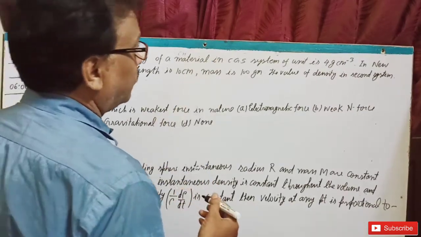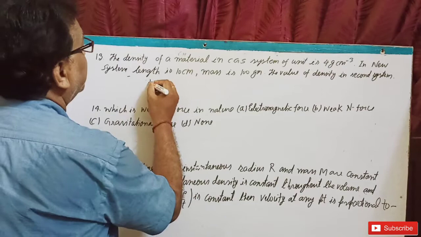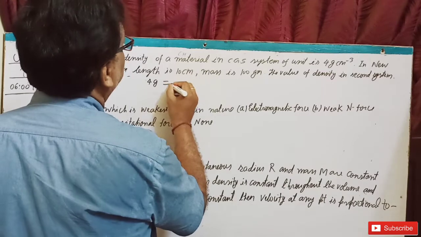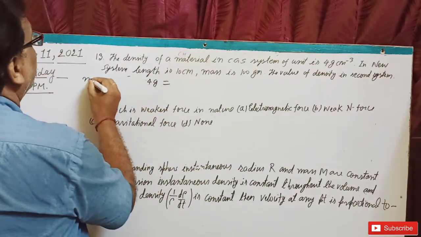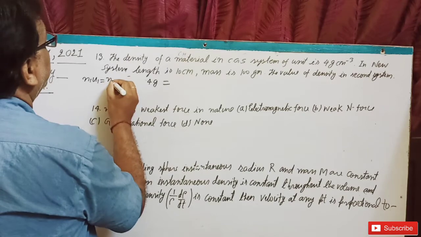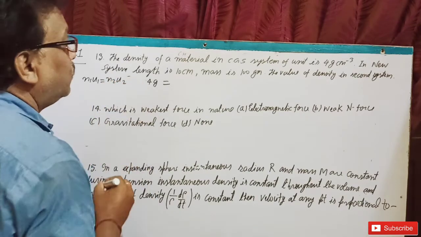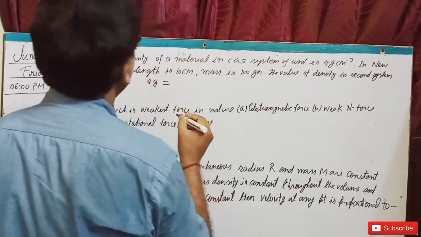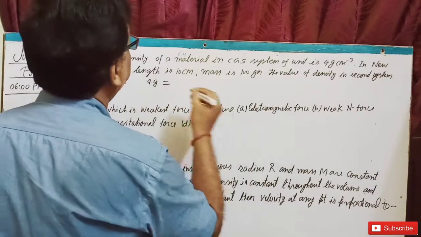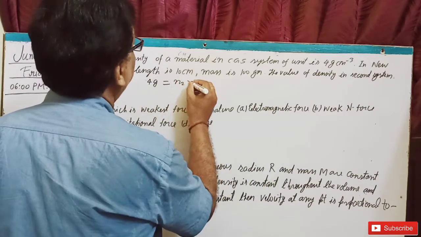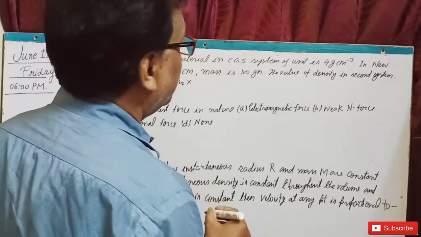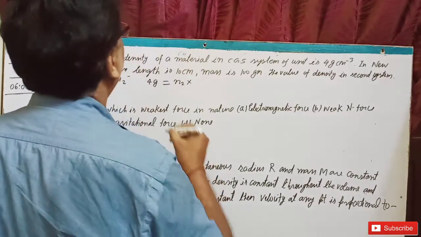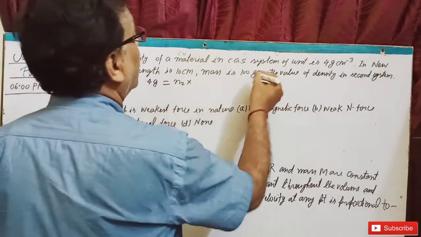In the first system of units, it is given that the density is 4 g. In the second system, you know the formula n1u1 is equal to n2u2. We use this formula. So 4 g is equal to n2, the next value, which is unknown. Now, you know density is mass upon volume. Now what is the mass? Mass is 100.